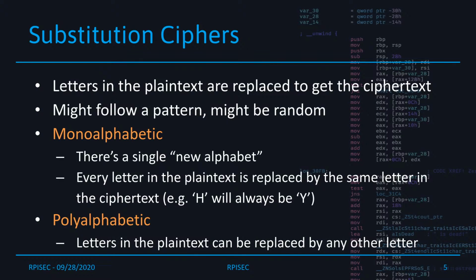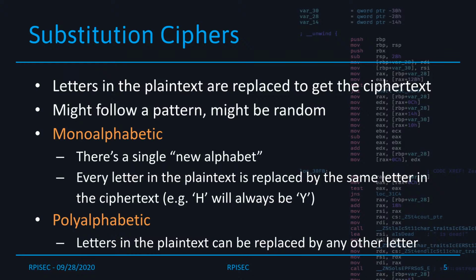Alright, so first up is the substitution cipher. And like I said, substitution ciphers work by scanning through the plaintext, looking at each letter, and replacing it based on some sort of scheme. So this replacement scheme might follow a pattern, or it might be random, and if it does follow a pattern, there's two ways that it can go about replacing each letter. So the first kind of subcategory of substitution ciphers are the monoalphabetic ciphers. That's kind of a loaded word, but all that really means is that you take the alphabet that was used with your plaintext and replace it with a new alphabet.